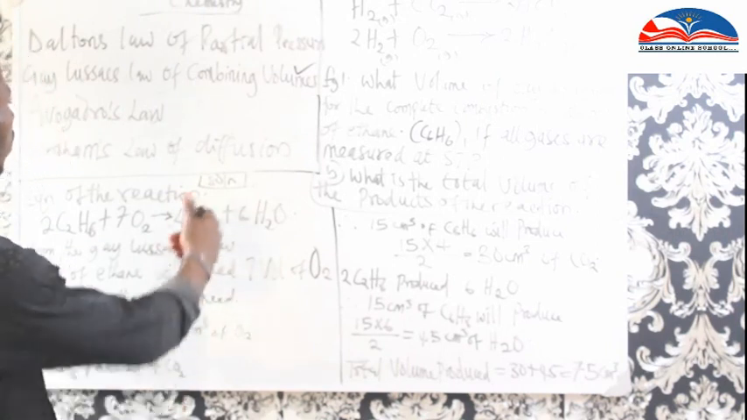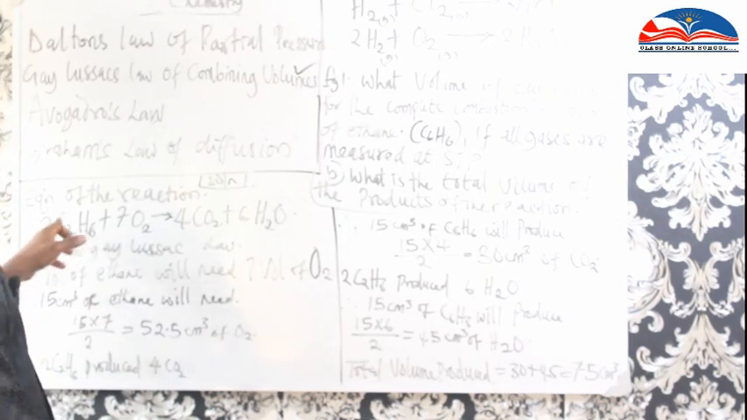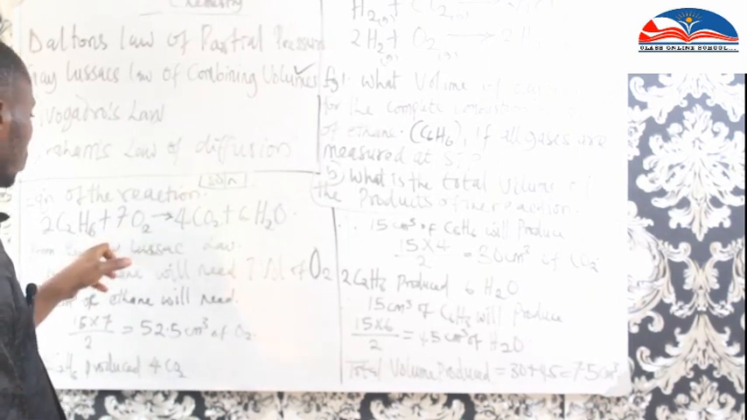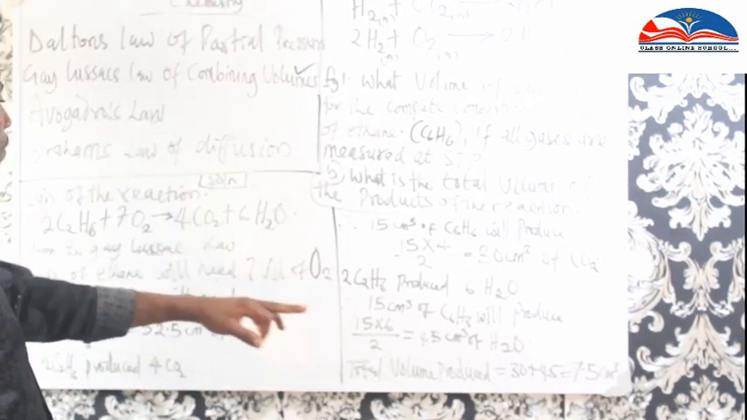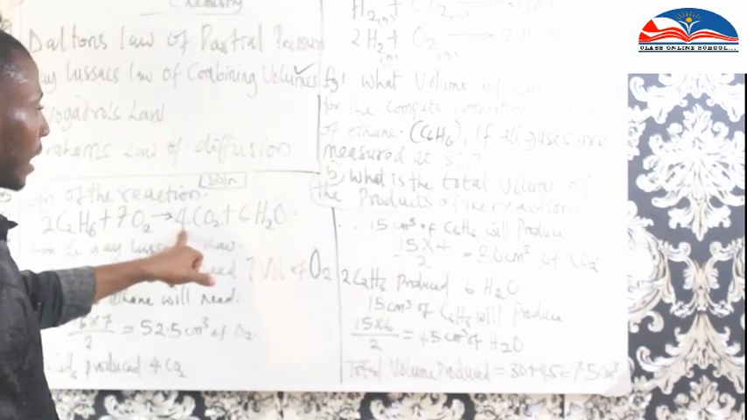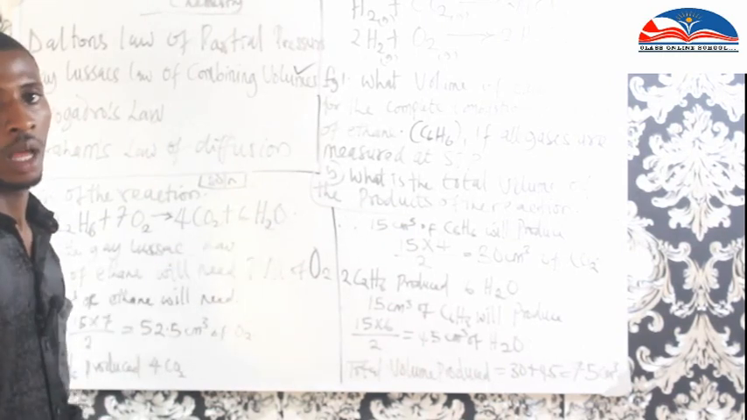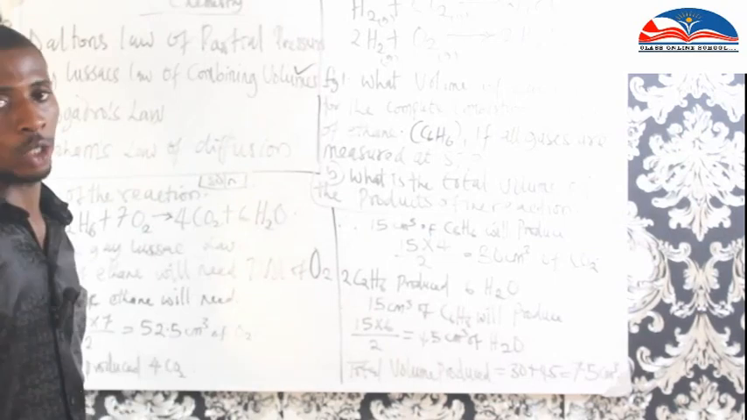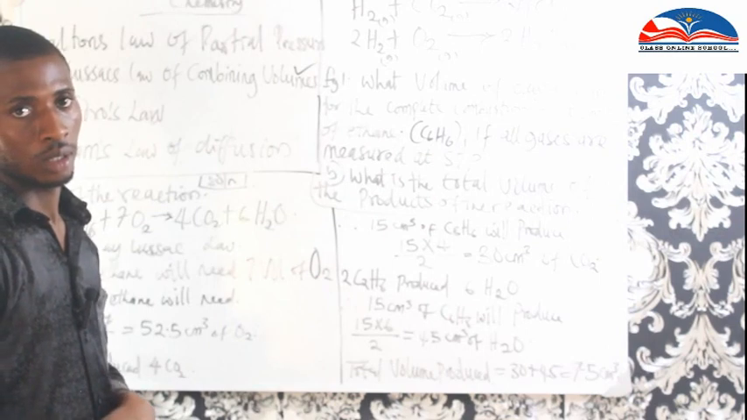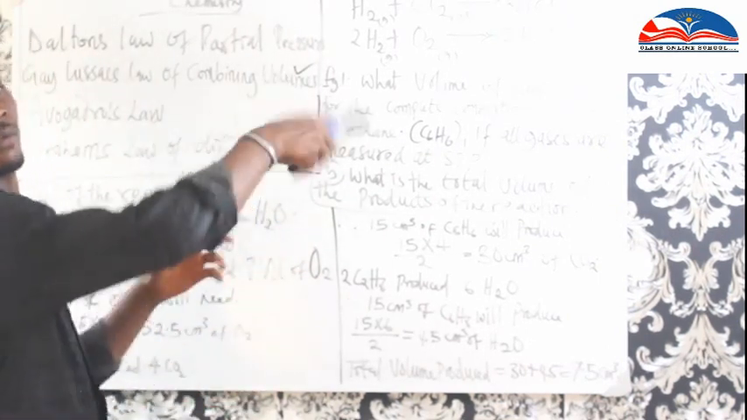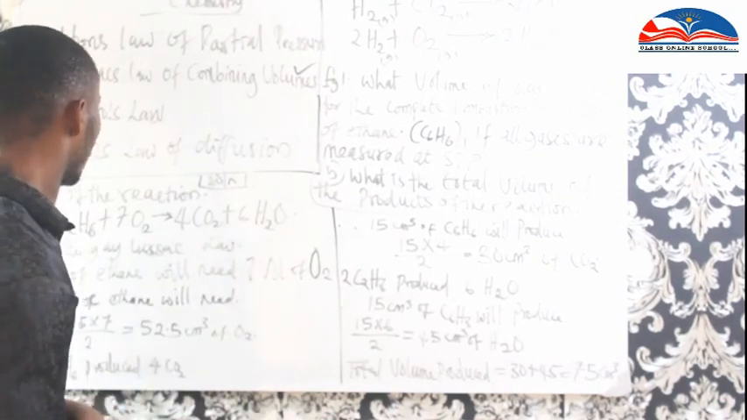In other words, if we want to rewrite this equation, we will have 15 C2H6 and 52.5 of oxygen, then we have 30 and we have 45. That will be the end point of the alternate reaction for 15 moles of ethane. But instead of us going that far, we will just do this calculation to get what we need. Okay, so let's continue.